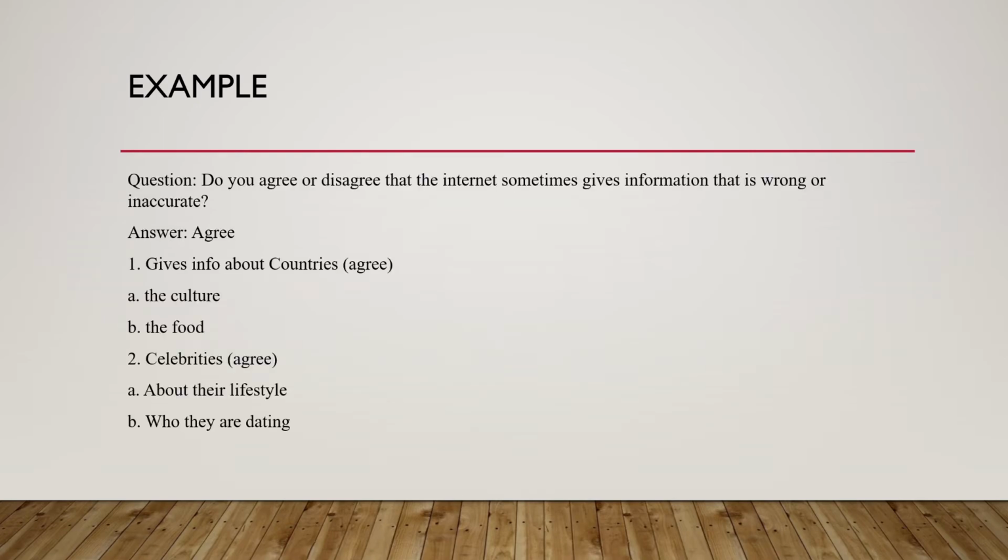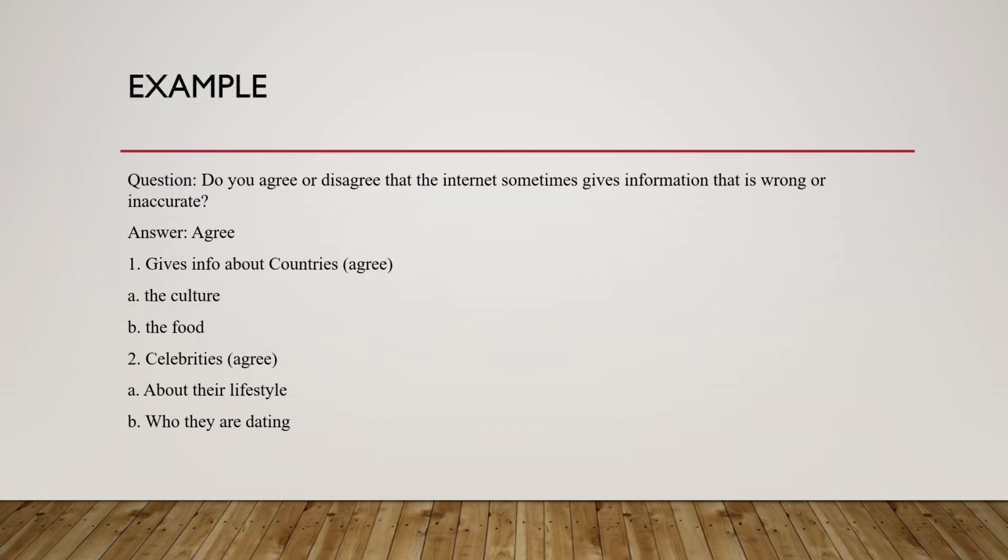In this we are given the question such that we have to agree or disagree that the internet sometimes gives wrong or inaccurate information. So we have to choose a side, right? You have to agree or disagree. We could not both agree and disagree, right? Most of them make this mistake, either they will agree and disagree. It is clearly mentioned, agree or disagree. If we have agreed and disagreed, you will be granted the lowest band score possible, right? So try to figure out a side.